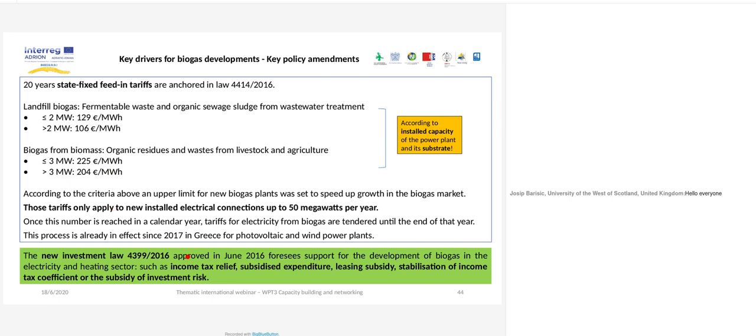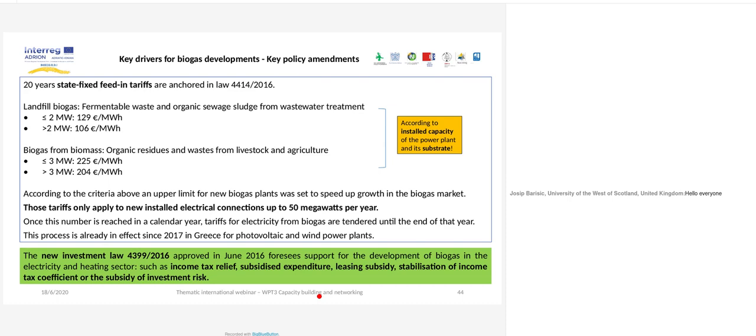So these tariffs only apply to new installed electrical connections up to 50 megawatts per year. Once this number is reached in a calendar year, tariffs for electricity from biogas are tendered until the end of that year. So this process is in effect from 2017, as already mentioned.